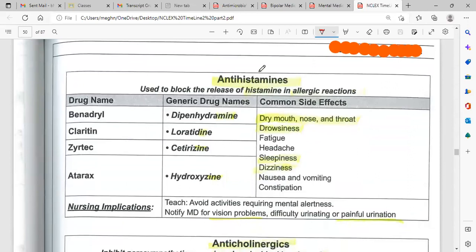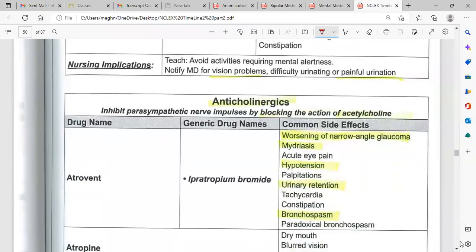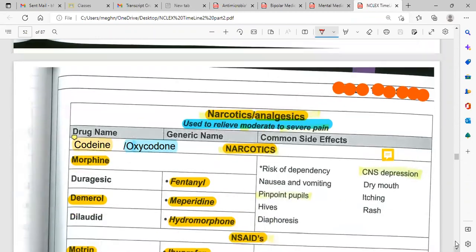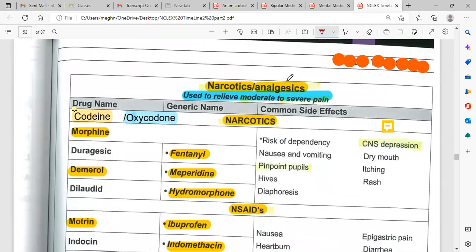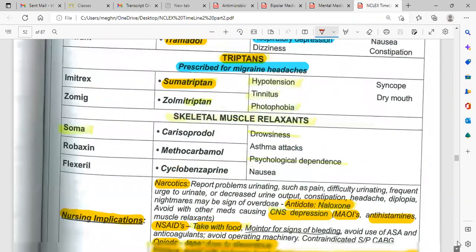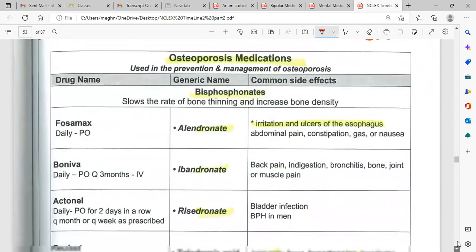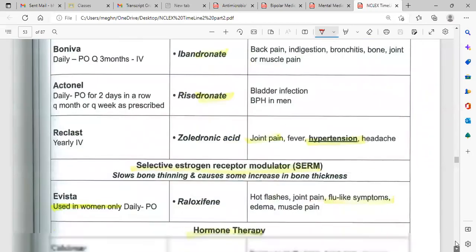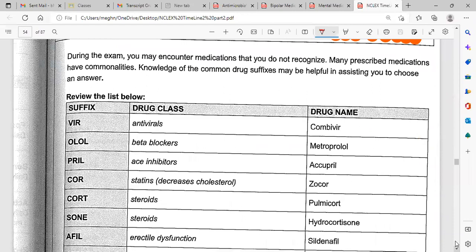and antihistamine, most common drugs we should buy over the counter, anticholinergics, anticonvulsant means psychiatric medication, then narcotics or analgesia. And then it is a complete package for pharmacology. Skeletal muscle relaxant, osteoporosis medication, and then go some review, short review, right?